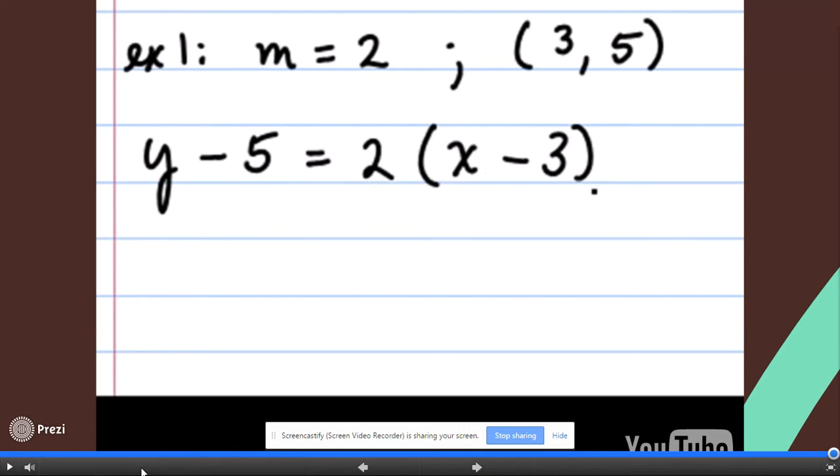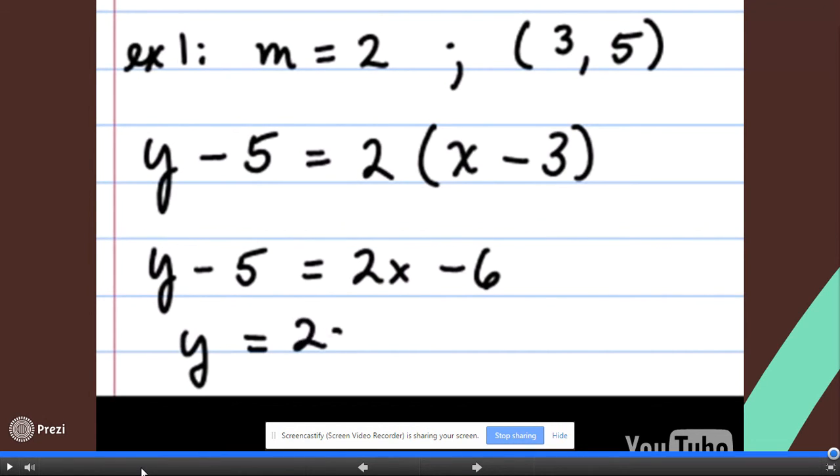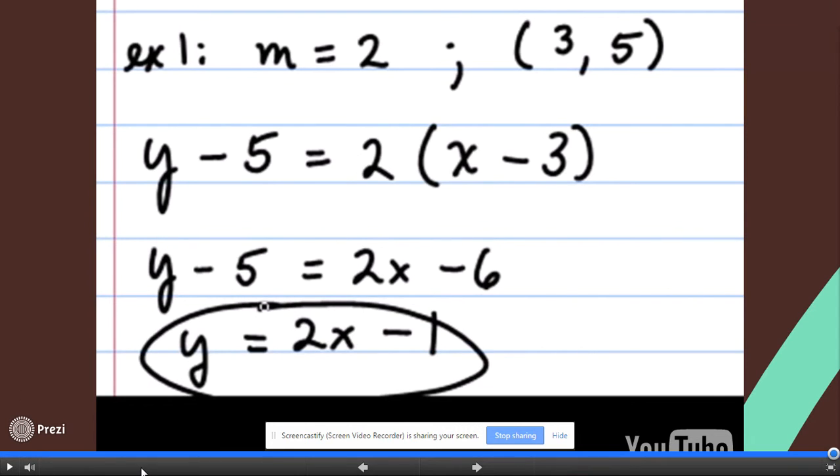Now technically this is the equation of a line that has a slope of 2 and passes through the point 3, 5. Yet we typically like to write our linear equations in slope-intercept form, which is y equals mx plus b. To do that, we will first distribute the 2, and then add the 5 to both sides. At this point, this is the slope-intercept form of the equation: y equals 2x minus 1.